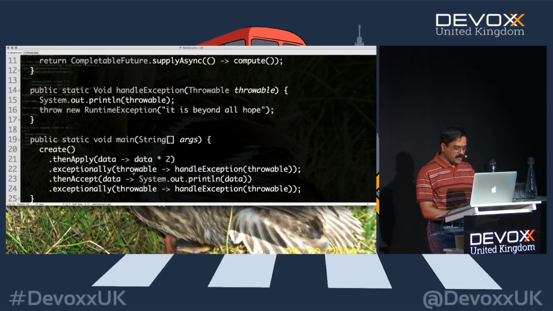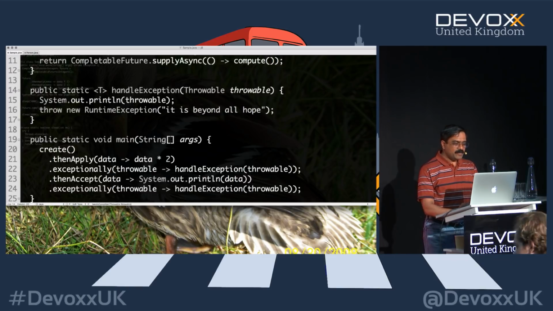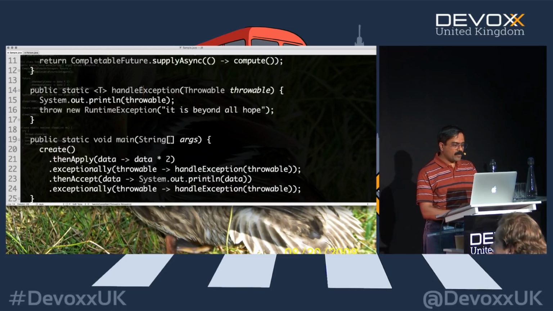Let's see how this is going to go. So this is going to return whatever the type is. I'm going to just say a type T for now, so that I can make it very generic. So this is a static type T. Whatever the type T is going to return, I don't really care about it. And then that's going to be the handle exception for it.